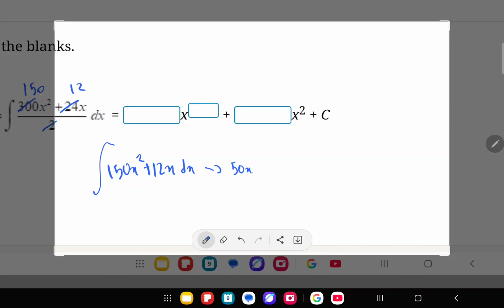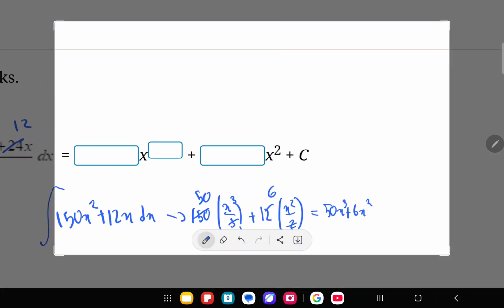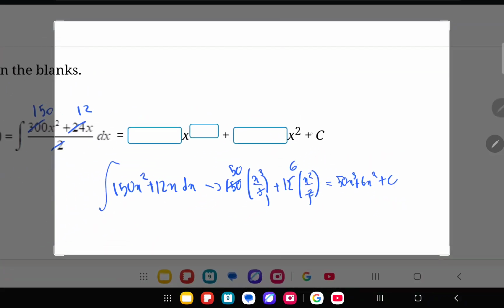I won't waste my time here. You can do this mentally as well. I'll just do this for you here. x to the power of 3 over 3 plus 12x to the power of 2 over 2. With simple simplification, you get 50x to the power of 3 plus 6x squared plus c. Okay, so 6, 3, 50. 53, 6.